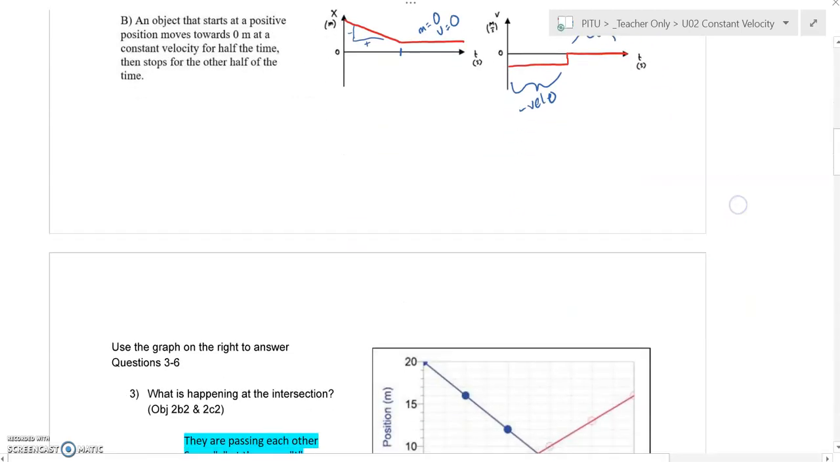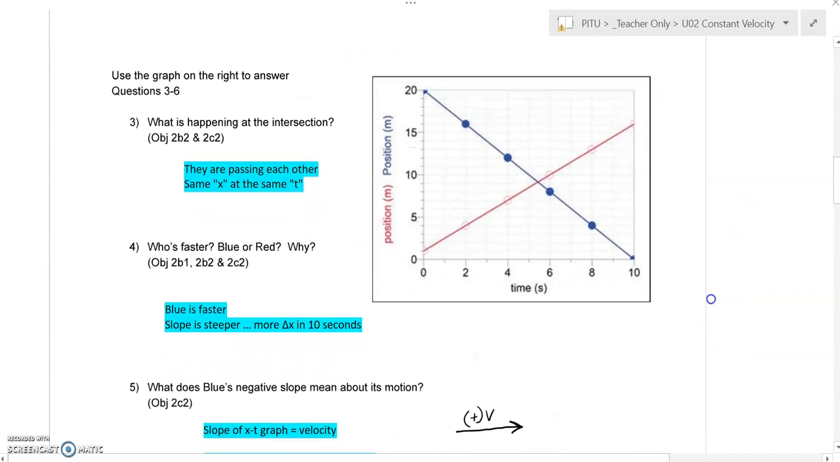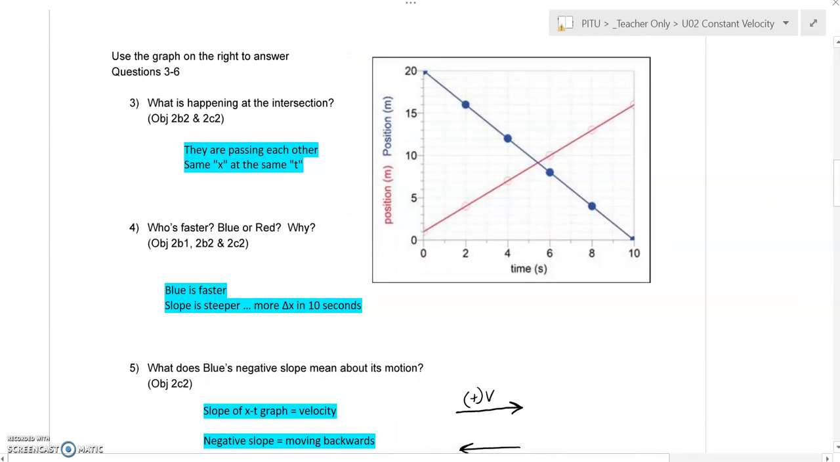All right, so there's our graphing. Oh my goodness, more graphs? Yes, I'm sorry, unfortunately. We do lots of graphing when we're trying to understand the motions of objects. So this first one says, what is happening at the intersection? Let's get familiar with the graph first. So the graph looks like we have a position versus time graph. We have two objects, one that's red, one that's blue, and it looks like they start at different places.